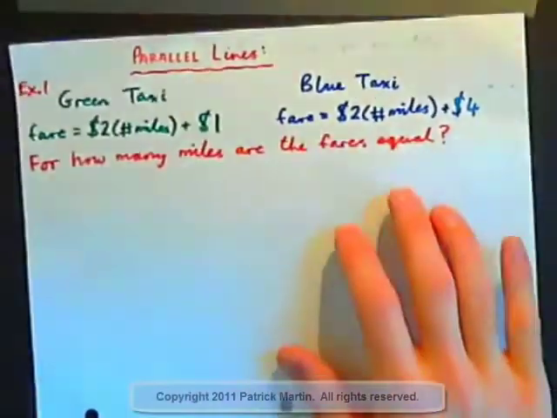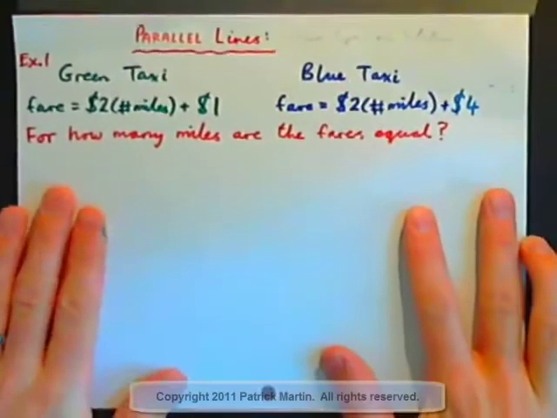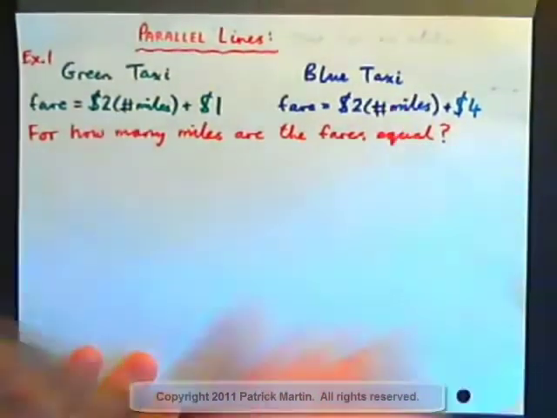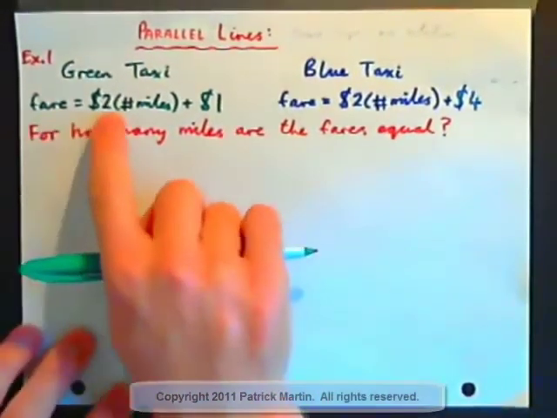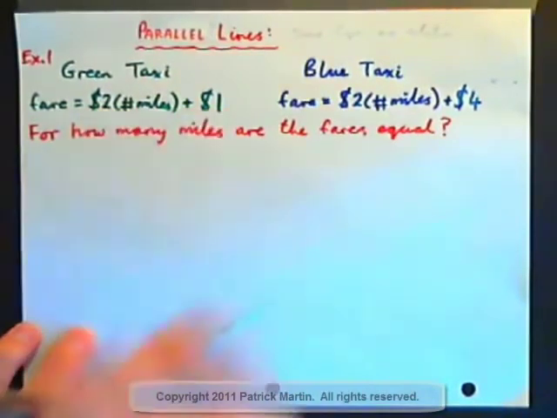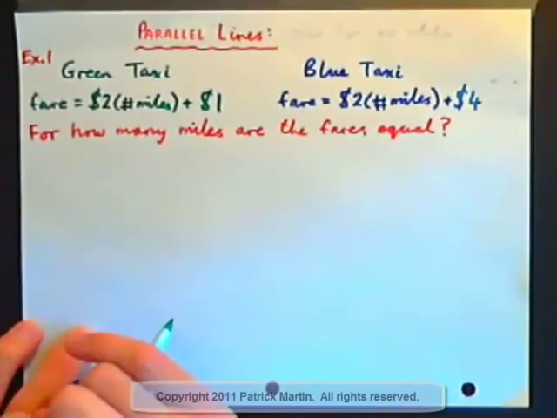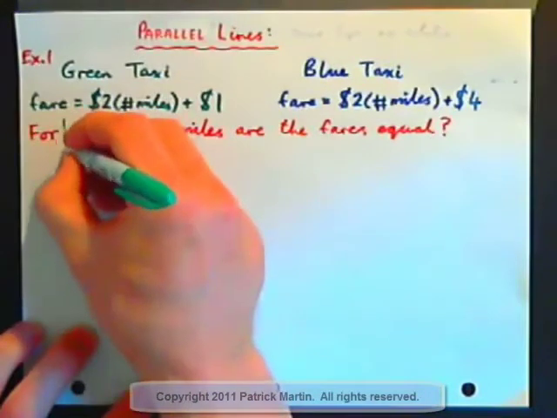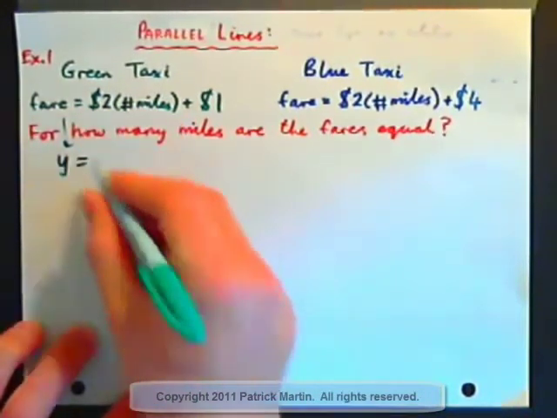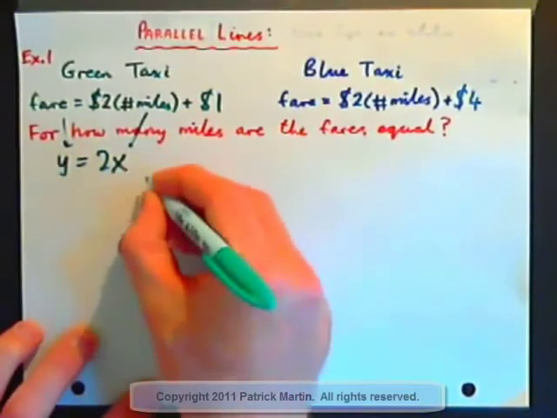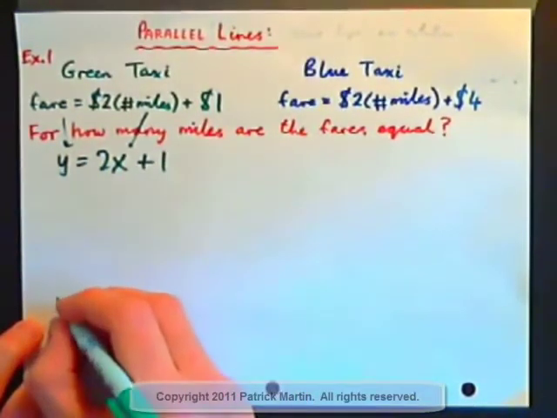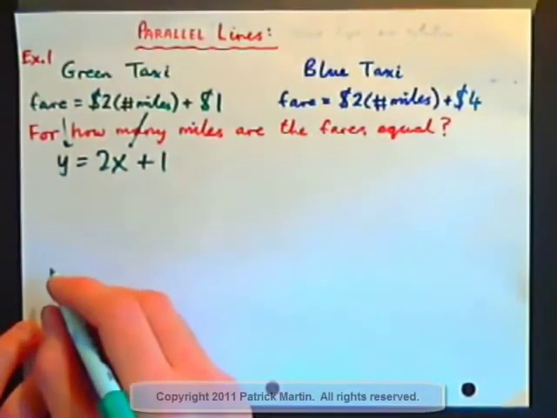So let's begin. So we have a green taxi and a blue taxi. And the green taxi's fare is $2 times number of miles plus $1. So let's make a little table for that. We'll have fare be y. Number of miles will be x. So we have y equals 2x plus 1, a linear equation.